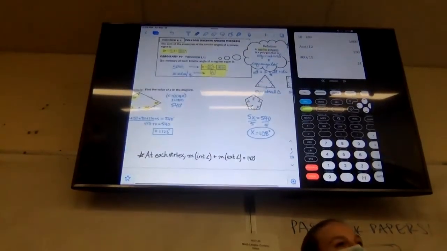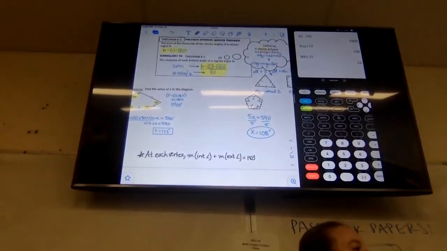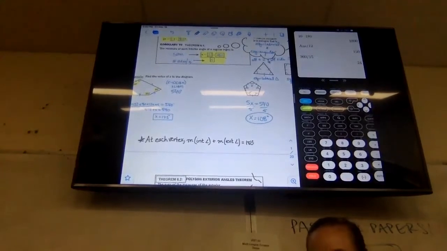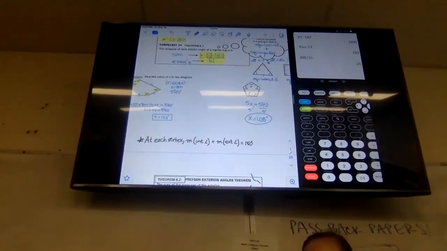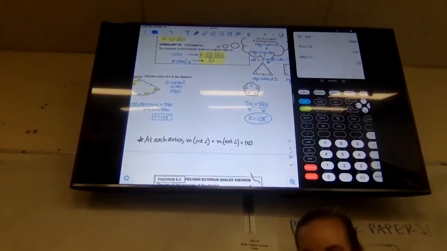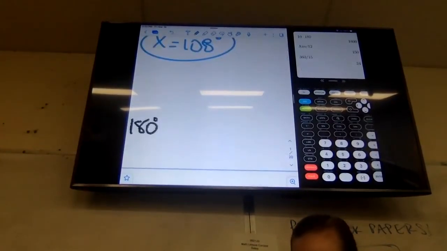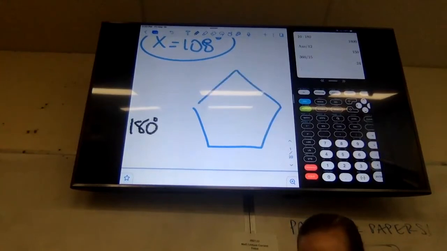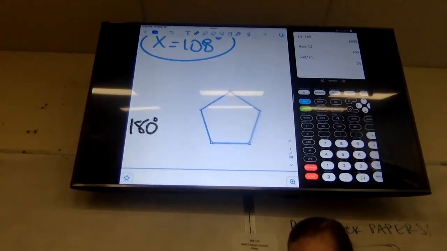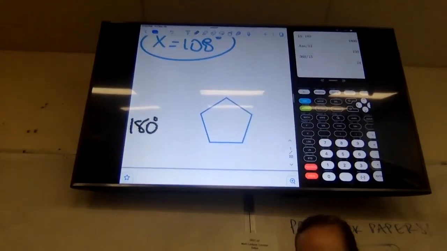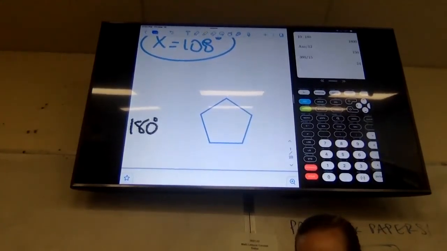All right. We got a little formula at the very bottom. I want to talk about that super quick, and then we're going to move to the other side. It says at each vertex, the measure of the interior angle plus the measure of the exterior angle is equal to 180. Okay, let's draw that. I'll draw another pentagon.